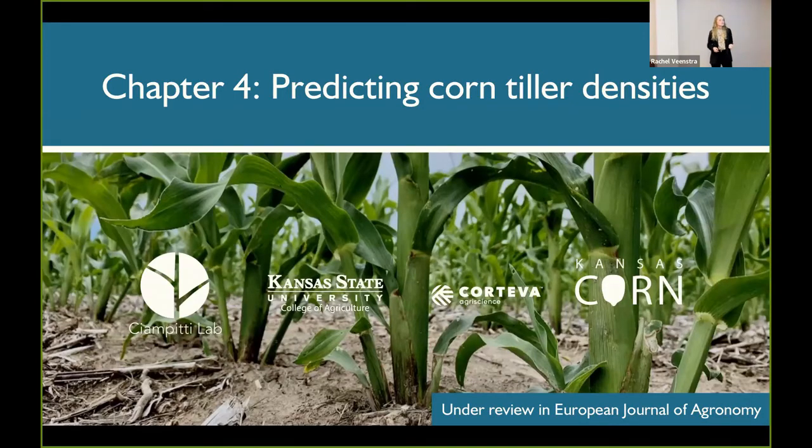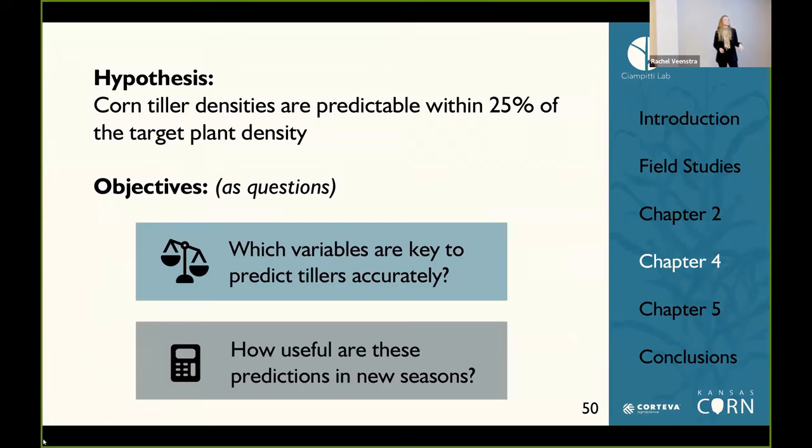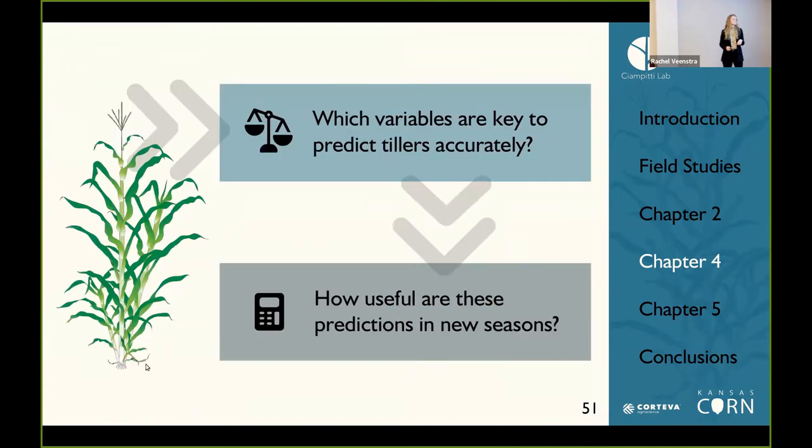So predicting corn tiller densities, this is currently under review in the European Journal of Agronomy. Essentially, our hypothesis was that those tiller densities could be predicted within 25% of the plant density that we were targeting. And our objectives, again, framed as questions for us to go through: Which variables are key to predict tillers accurately? And then how useful are these predictions in new seasons?